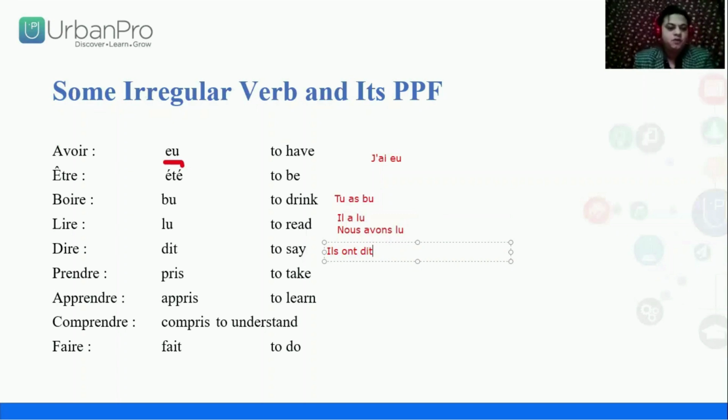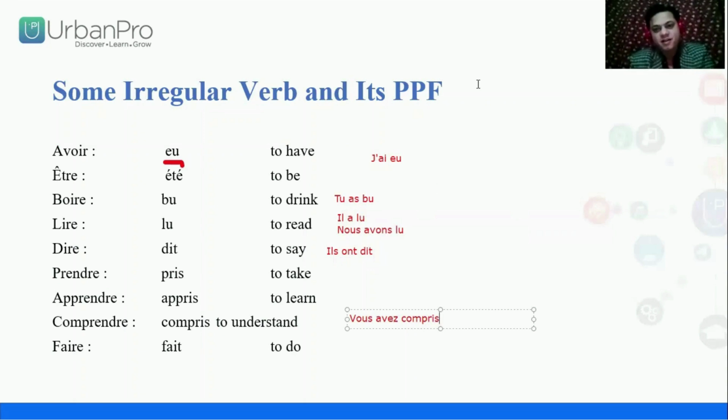You tell me which I should do now. Okay, let's do comprendre. Comprendre means to understand. Which subject do you want me to conjugate? We haven't done vous. Vous avez, that is the avoir conjugation. And what is the PPF of comprendre? Comprendre PPF is compris, which means you have understood. Let's hope you understood this.